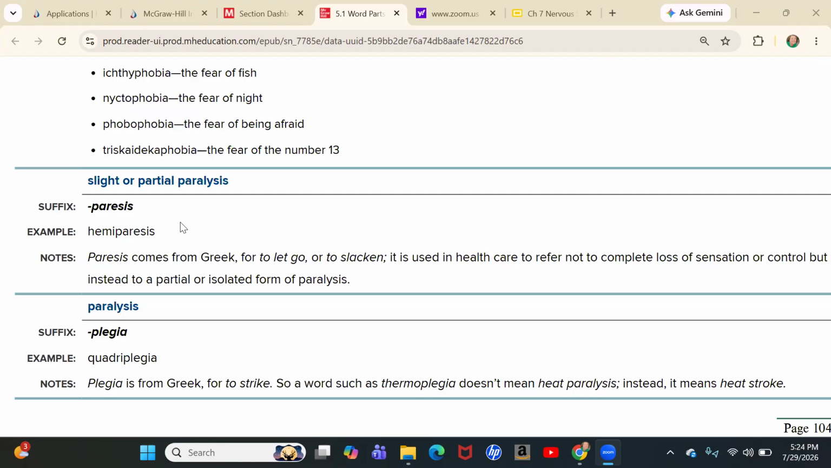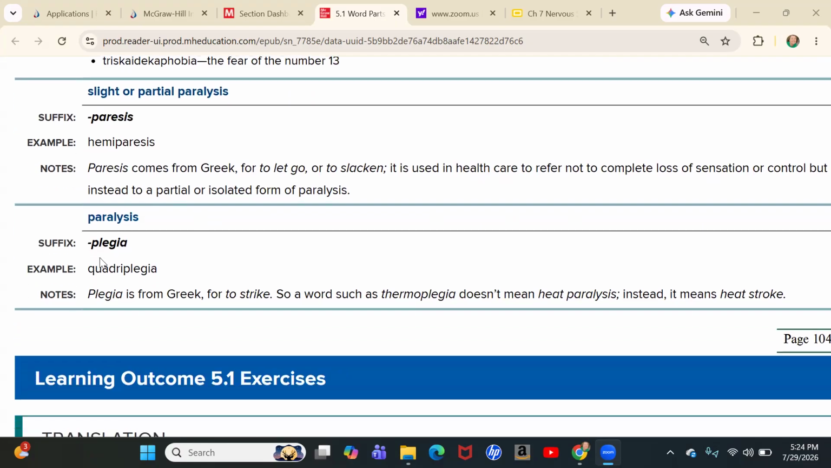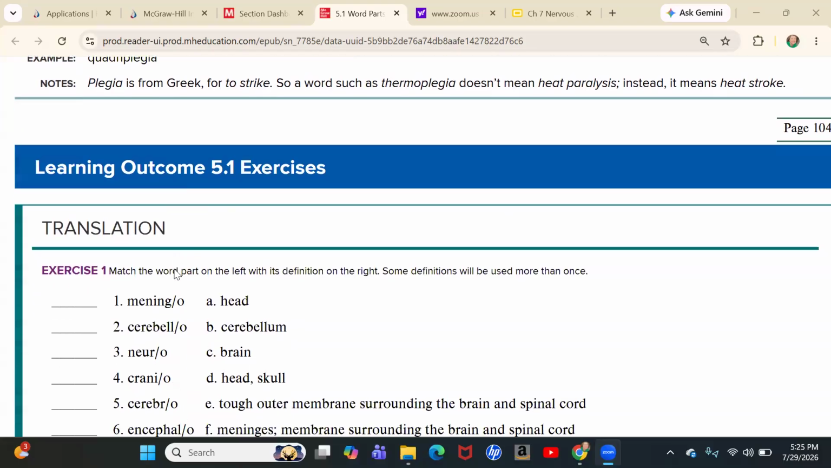Paresis is paralysis. Okay, when the nervous system is not quite working like it should to carry that message. And then full paralysis is plegia. So paresis is in hemiparesis, someone who may have had a stroke and they're weak on one side. And plegia is where they're completely paralyzed, and the different types of paralysis. Quadriplegia, meaning paralyzed on all four limbs.